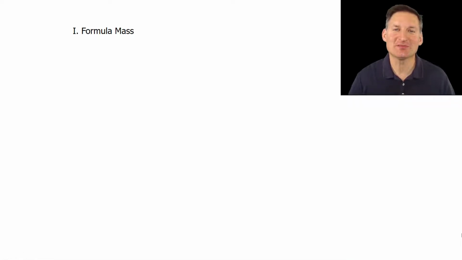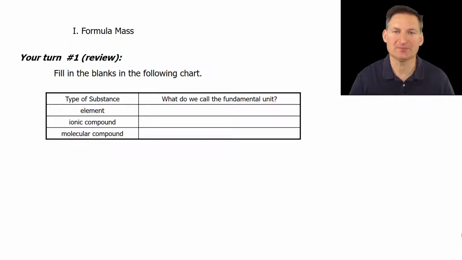To understand this, we'll start by reviewing what is the fundamental unit of 3 types of substances: an element, an ionic compound, and a molecular compound. Please fill in the blanks in the chart by naming the fundamental unit for all 3 types of substances. Stop the video now.